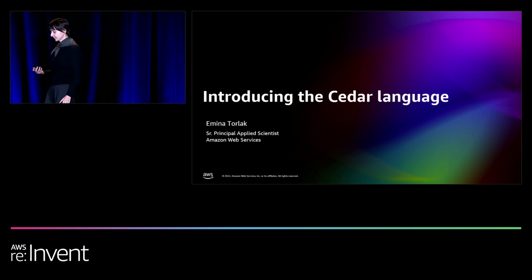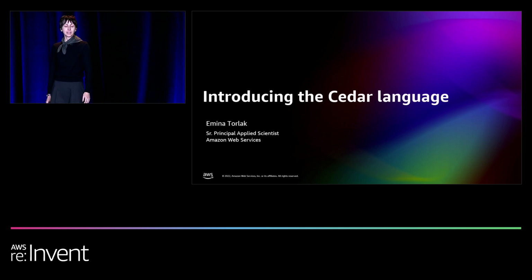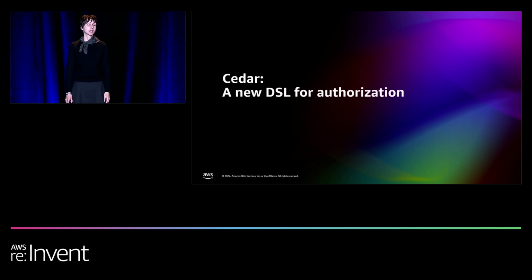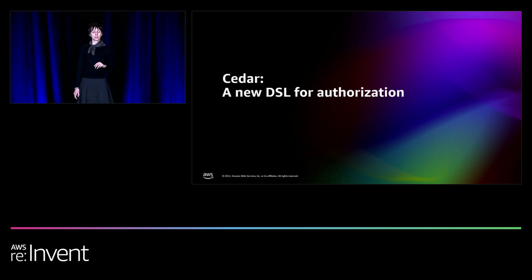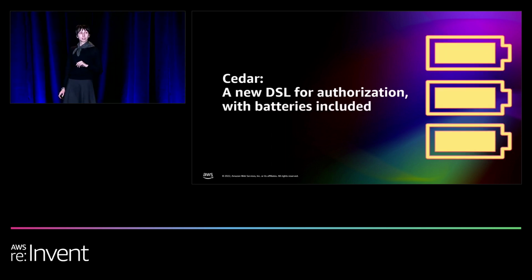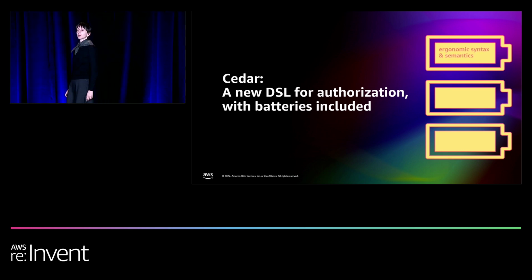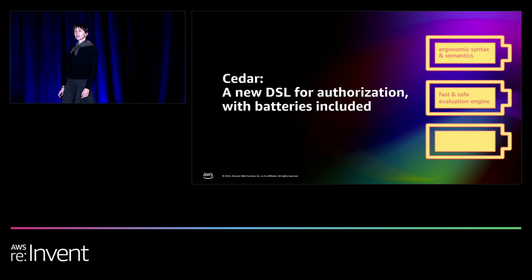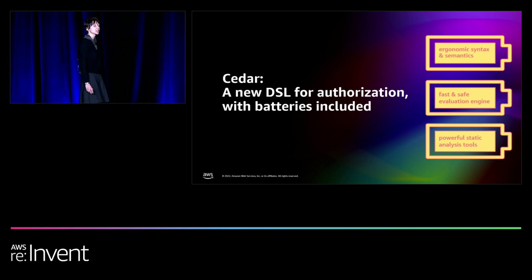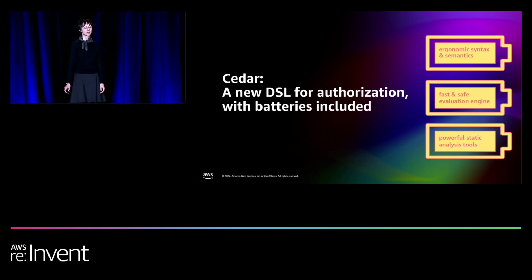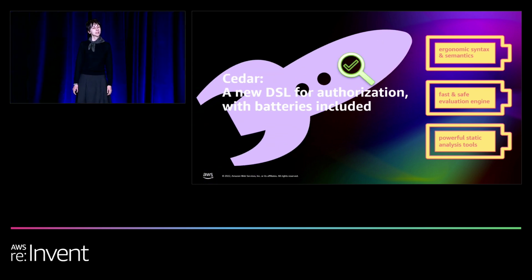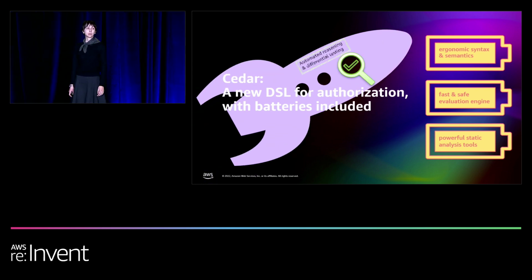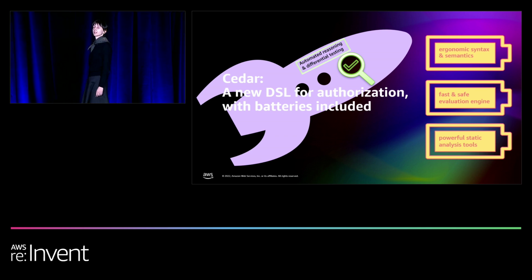So Cedar is a new domain-specific language designed specifically for authorization, and it comes with batteries included. We have an ergonomic syntax and semantics, we have a fast and safe runtime, and we have powerful static analysis tools. Because authorization is critical to security, we have built Cedar to a high standard of assurance, using techniques such as automated reasoning, theorem proving, and differential random testing.